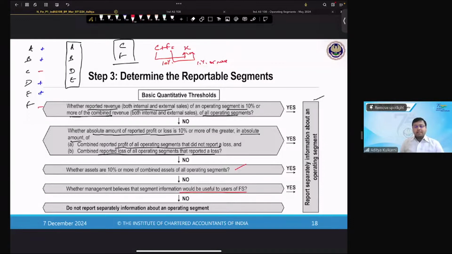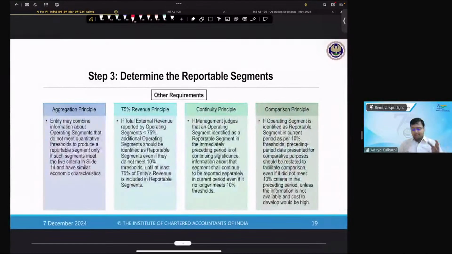If all these questions are no, then do not report information separately about an operating segment. So the 10% revenue criteria, internal plus external both. The 10% absolute profit or absolute loss criteria is the second condition. The 10% segment assets criteria. These are the three criteria for determining the materiality and then to identify whether an operating segment is a reportable segment. Then there are other requirements. Aggregation principle.